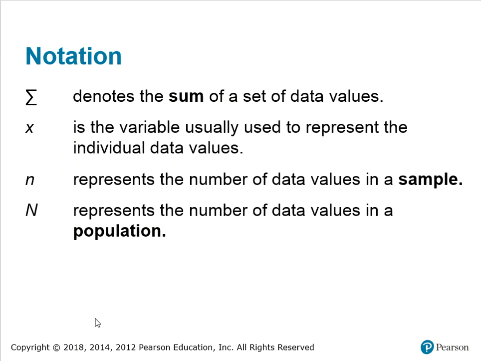These are some of the notations or symbols that you need to make sure you know. The first one is a capital sigma in the Greek language, and it means sum. So it just tells us to add up all the numbers. X is what we're going to use to represent each individual data value. Lowercase n is how many numbers are in the sample, and capital N is how much data is in the population.